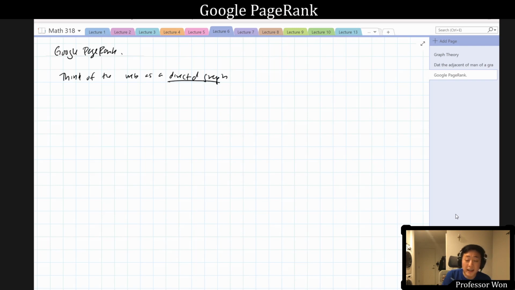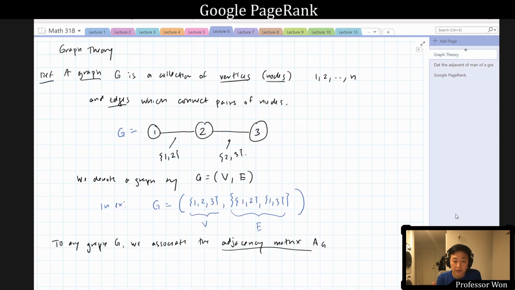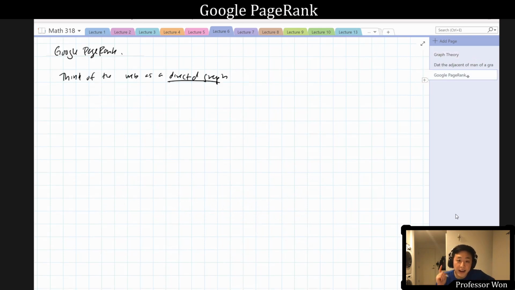Okay, so what is a directed graph? A directed graph is just like a graph, except the edges have direction, right? So in our definition of graph here, the edge just connected 1 and 2. It also connected 2 and 1. There was no directionality to the edge. I didn't draw it as an arrow. In a directed graph, the arrows have direction.